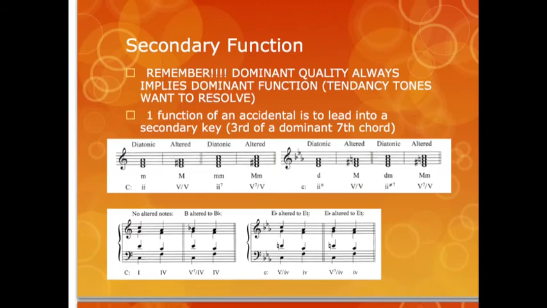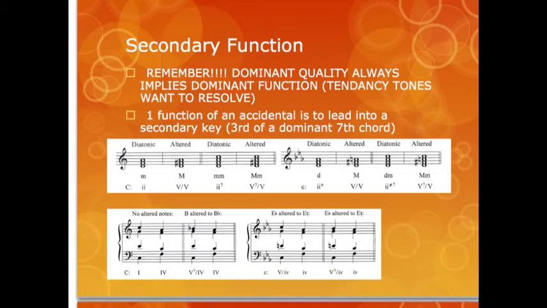Now the moment you've been waiting for, secondary dominant function. Now, before we start, I would like for you to remember always that dominant quality always implies dominant function. So in other words, when you have a major triad with a minor 7th, that creates a dominant quality 7 chord, which automatically wants to lead us to a certain place. Without any other context, if we play a dominant 7 chord in any key, it wants us to resolve, and it's because of those tendency tones, the ti resolving up to do and the fa resolving down to mi.